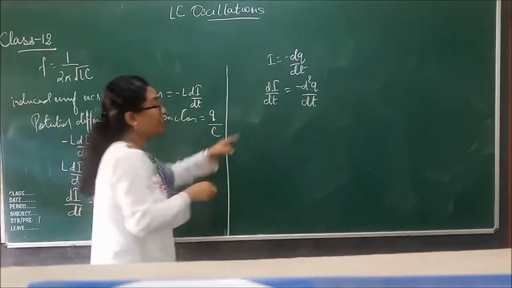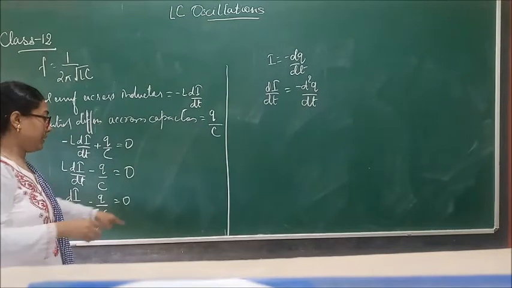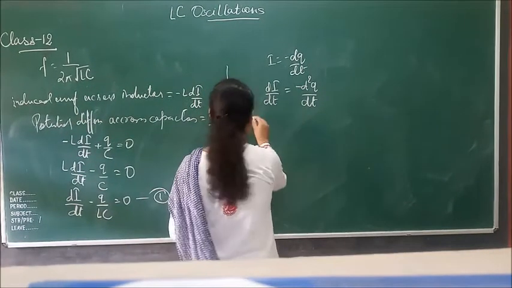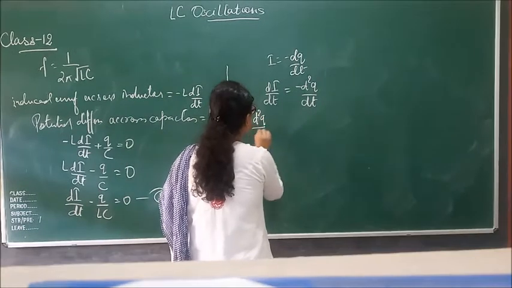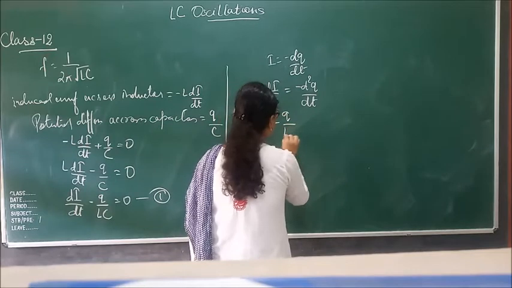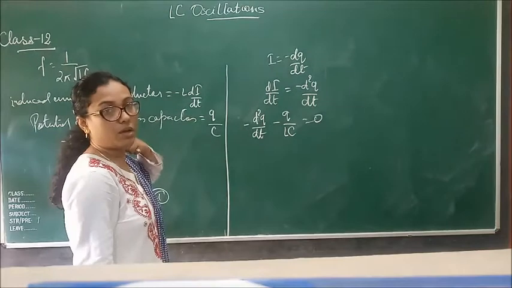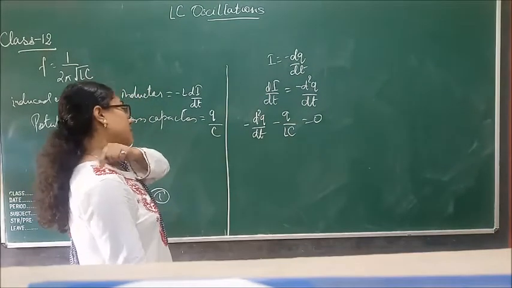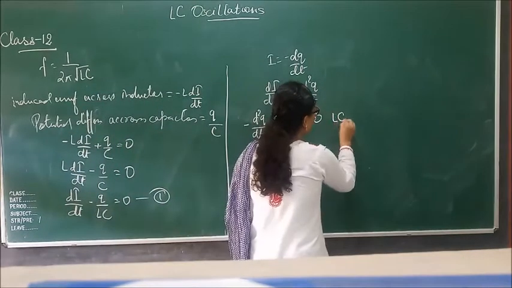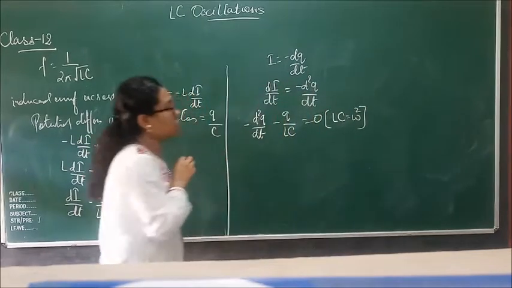So I am going to put this value in that equation. Okay? Put this value in that equation, in equation first. So how much will it be? d square q by dt square minus q by LC is equal to 0. This negative is going to transfer there and this whole will be in positive sign. Now, you know 1 by LC is equal to omega square. This LC is equal to omega square.